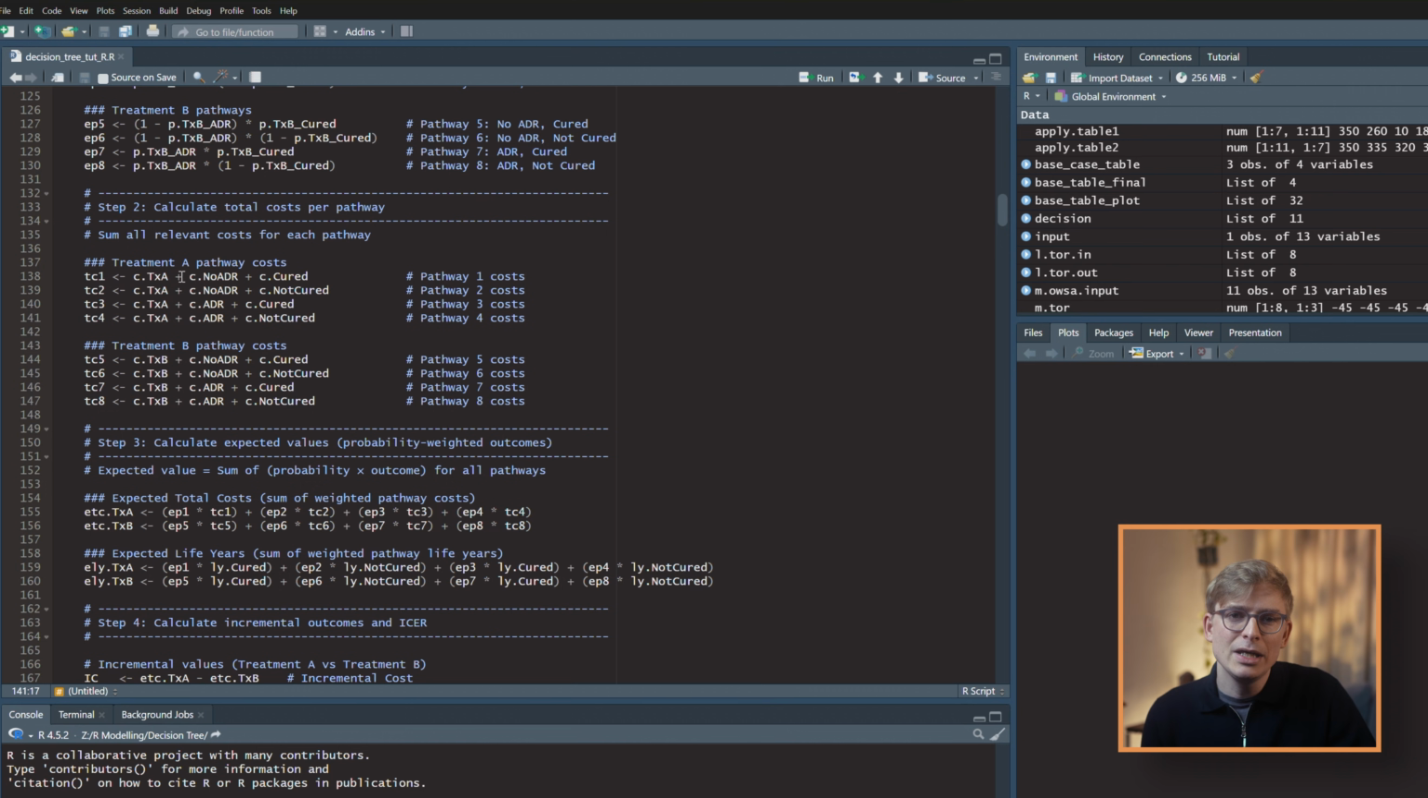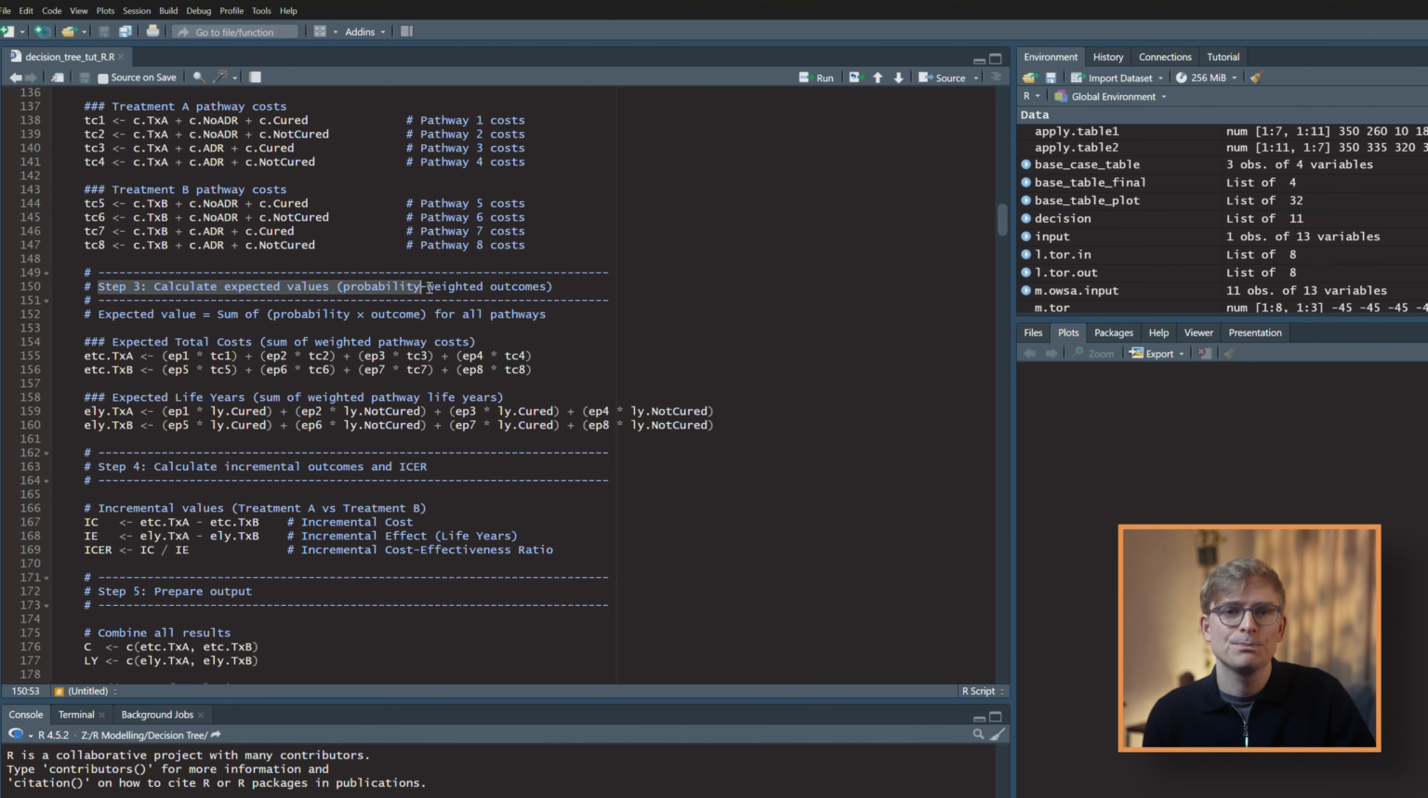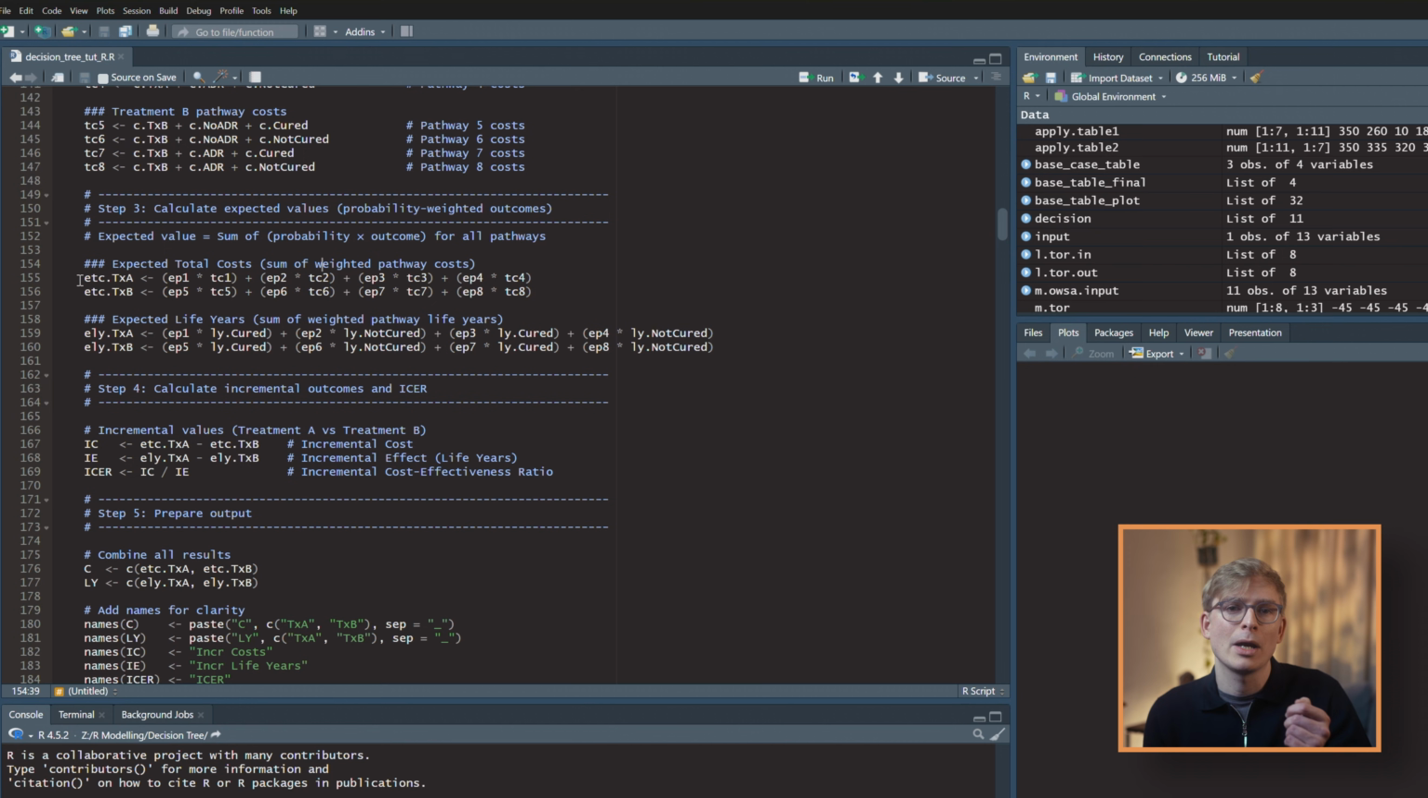Now, in step 3, we can calculate expected values. This is the core of the decision tree analysis. We calculate expected costs and life years by taking the probability weighted sum across all pathways. So expected costs for treatment A equals pathway 1 probability times the pathway 1 costs, plus pathway 2 probability times pathway 2 costs, and so on for all other 4 pathways. The same logic applies to life years.